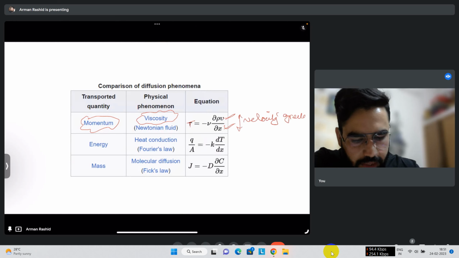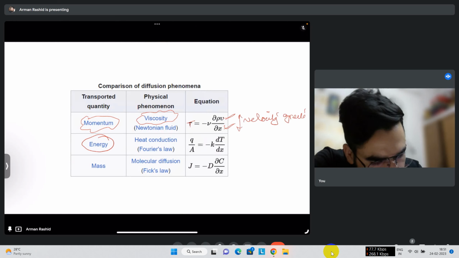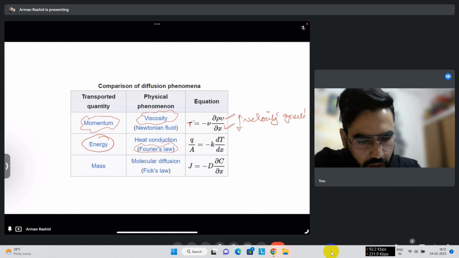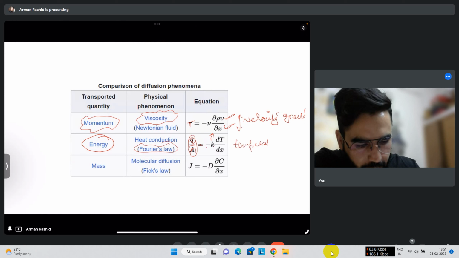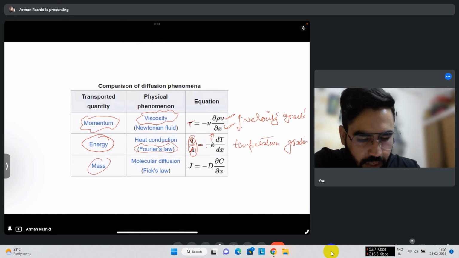Similar to this equation, if there is energy flow, we define it by Fourier's first law. The total amount of heat per unit area is equivalent to minus K, called the thermal conductivity, times dT by dx. This is the temperature gradient. And the third is, if we have mass transfer, it is given by Fick's law of diffusion, and here we have a concentration gradient.